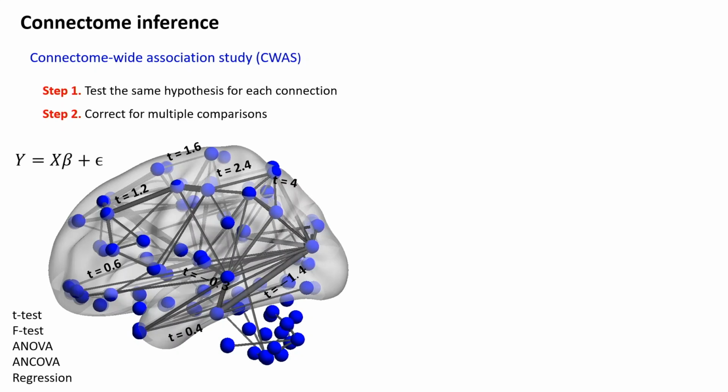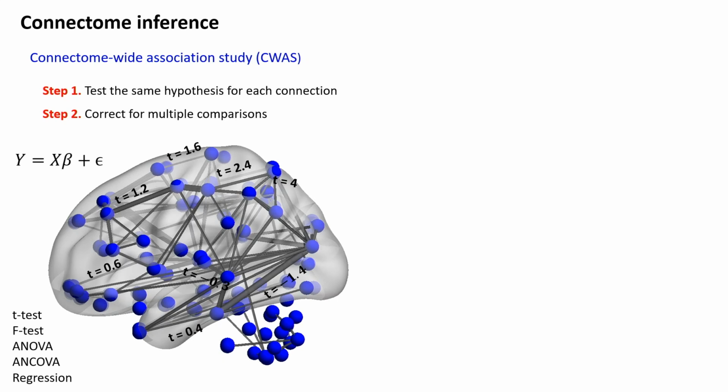So I'm going to focus specifically on connection level inference, and that's because this is the most challenging level of inference. This is sometimes referred to as connectome-wide, or a CWAS, a connectome-wide association study. In this approach, we have a hypothesis, and we test that hypothesis at each connection comprising our network, and then we're left with a massive multiple comparisons problem, right?